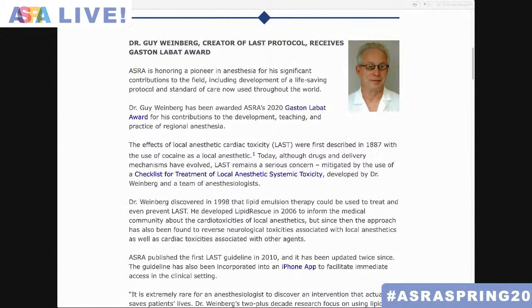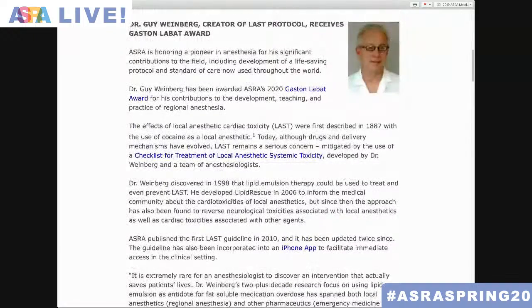A couple of award winners that I just felt it was important to highlight their achievement and work. Dr. Guy Weinberg was the recipient of the Gaston Labatt Award this year. And for those of you who don't know, which I can't imagine there's too many of you, he was the creator of the local anesthetic systemic toxicity protocol, specifically focused on lipid emulsion therapy as a rescue agent for local anesthetic toxicity. And this came about during my career as an anesthesiologist, and to see the impact that's had on regional anesthesia, it's hard to quantify. Really tremendous work that Dr. Guy Weinberg has done. Super nice guy too, if you ever get a chance to meet him. So we want to recognize Dr. Weinberg and his achievement in winning the Gaston Labatt Award.